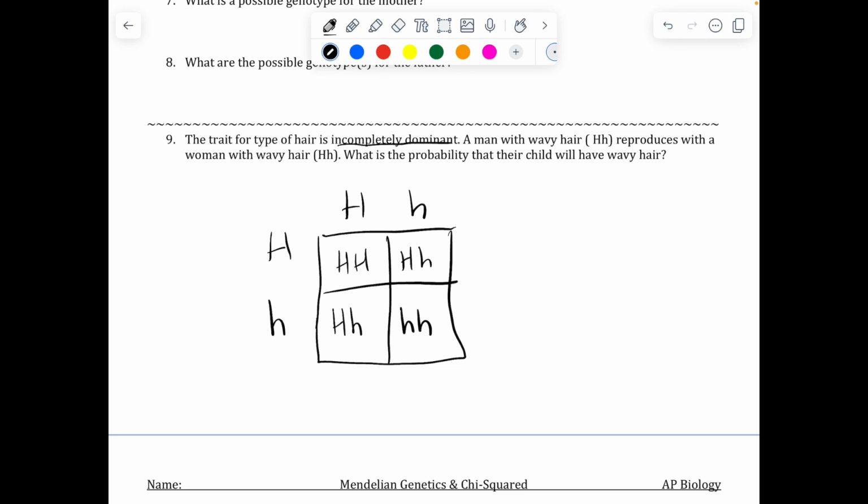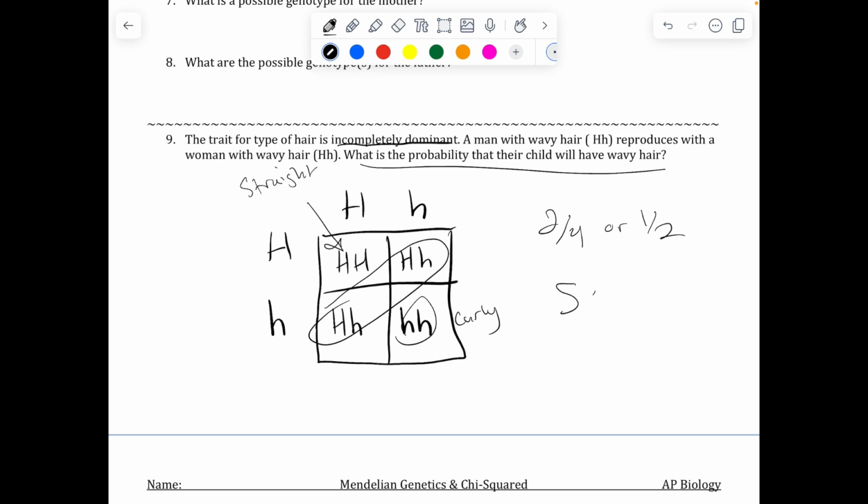is that in a typical monohybrid cross, you would say that these 3 have the same phenotype. But with an incompletely dominant, that's not the case. So these 2 are wavy. This one here is straight hair. And this one here is curly. So when it says, what is the probability that their child will have wavy hair? 2 out of 4, or 1/2, which is 50%.